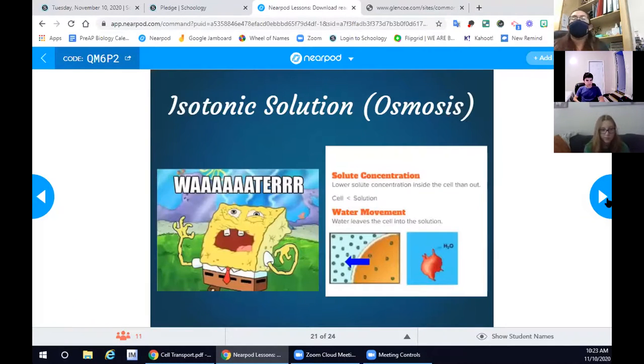And then finally we have, sorry, that's a typo. That should say hypertonic solution, not isotonic. So this is hypertonic solution. This is when the water leaves the cell. The cell's getting drained, basically. And that's because we have a higher concentration outside of the cell. So the water wants to go outside of the cell.